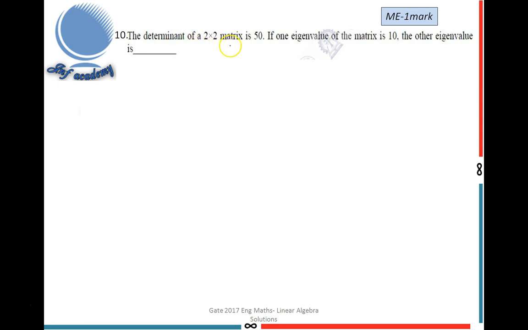The determinant of a 2 by 2 matrix is 50. If one eigenvalue of the matrix is 10, the other eigenvalue is dash. It's from the ME department. It has 1 mark. Here, the determinant of the matrix is 50 given, so determinant of A equals 50. And one of the eigenvalues of the matrix is 10. Lambda 1 equals 10 is given. The other eigenvalue lambda 2 equals what? You have to find the other eigenvalue.